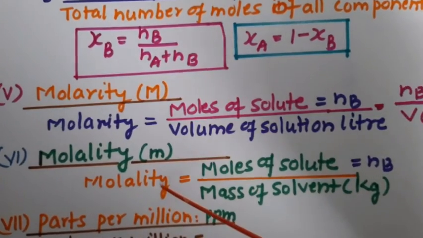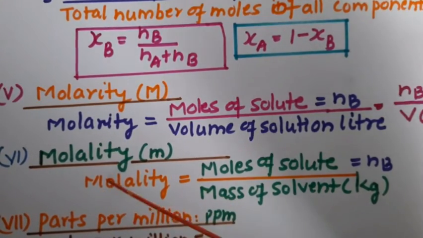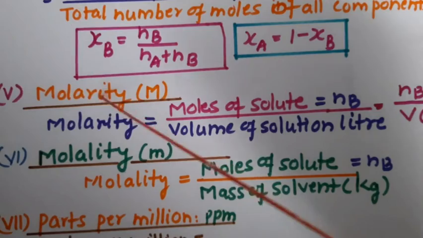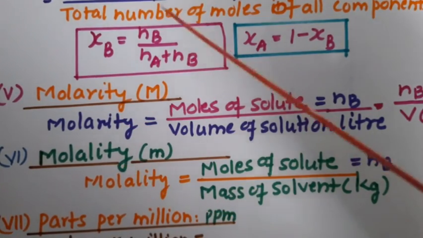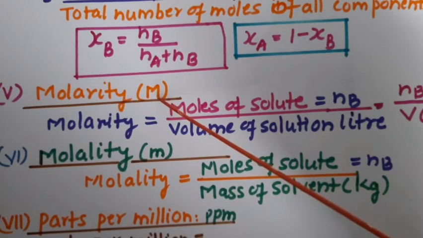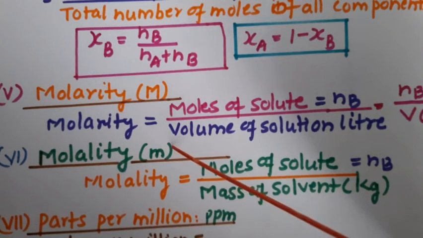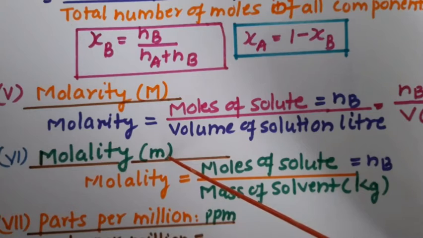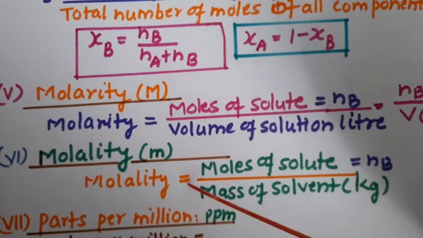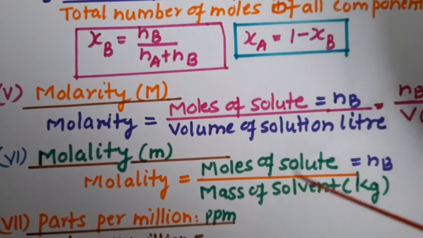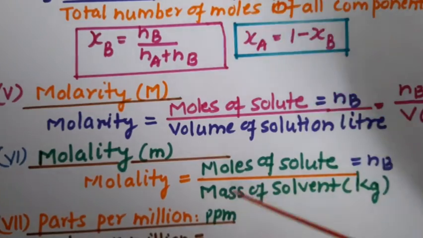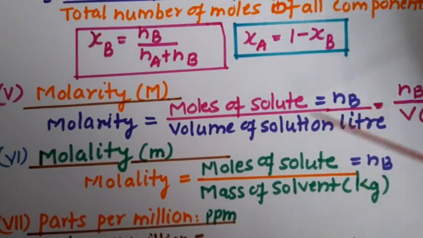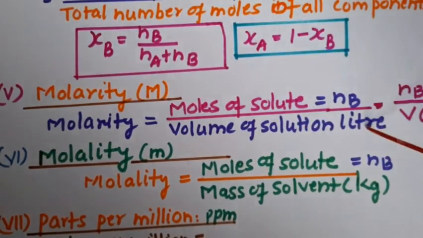Here the spelling of molarity is with R, and here, for molality, it is L. The symbol for molarity is capital M and the symbol for expressing molality is small m. Molality can be calculated as the number of moles of solute present divided by the mass of solvent taken in kg.